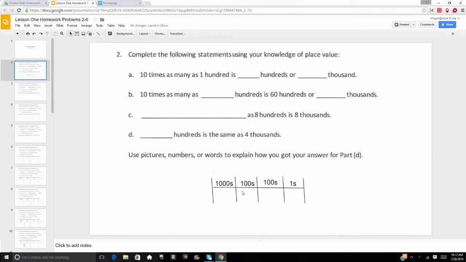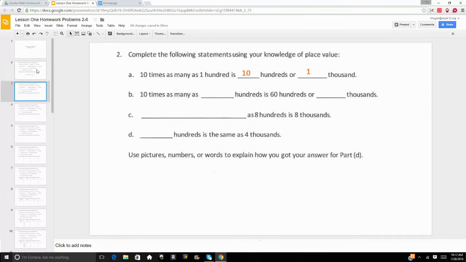The computer here made the lines a little crooked, but we have the general idea: ones, tens, hundreds, thousands. And that'll help us to complete these statements using our knowledge of place value. So if you make a place value chart, it just makes it that much easier for you.